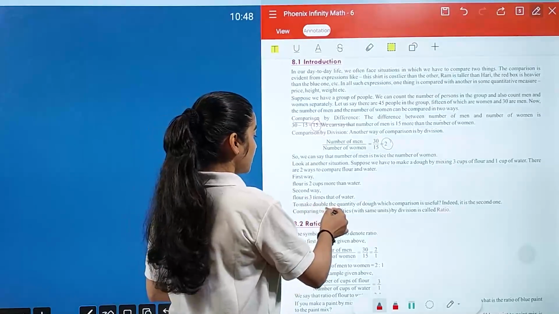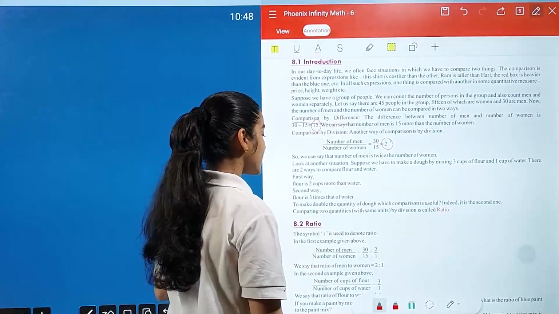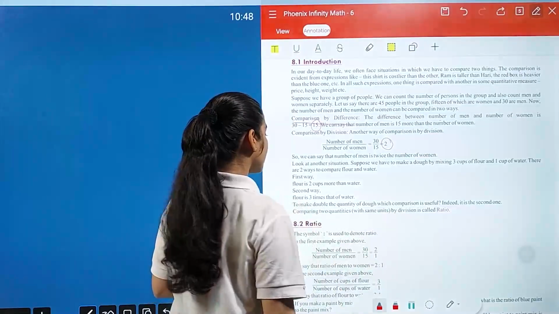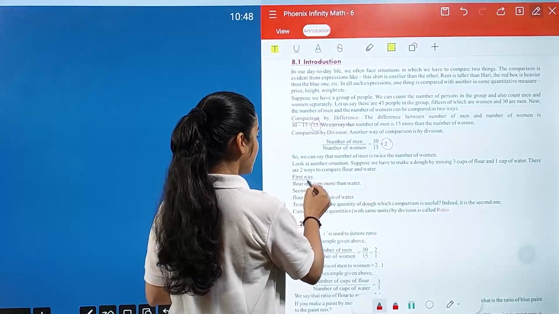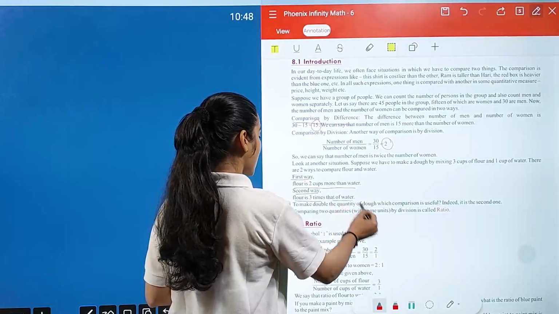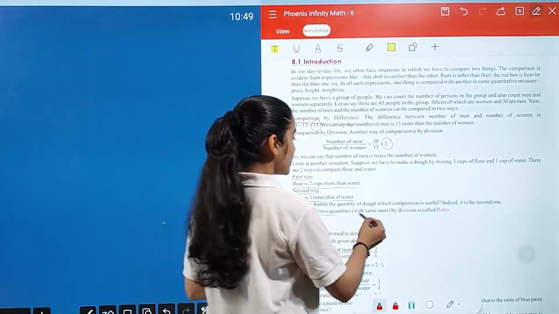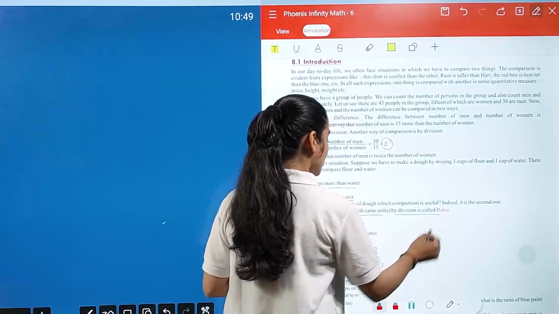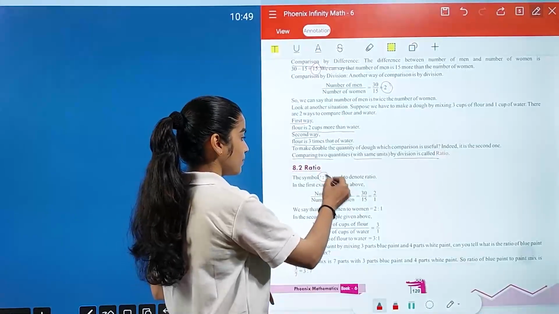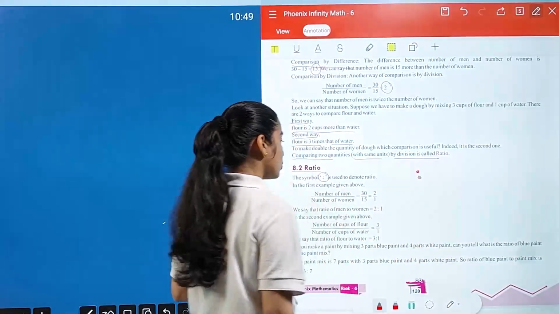So to make double the quantity of dough, which comparison is useful? Indeed, it is the second one. Comparing two quantities with the same units by division is called ratio. What we do here: the first way, flour is 2 cups more than water, and the second way, flour is 3 times that of water. By comparing, the second method is easier. Comparing two quantities with the same units by division is called ratio. The ratio symbol is this, two vertical dots.